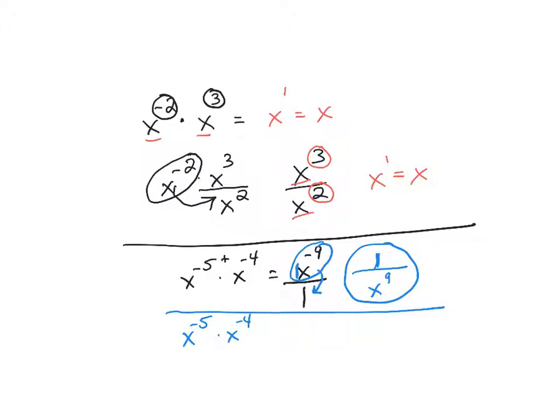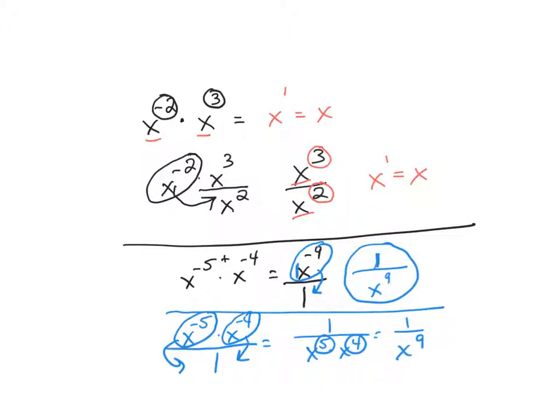The other thing that I could have done is right away I could have changed both of those and put both of them back down to the bottom. So I could have moved x to the negative 5th down to the bottom and made it x to the positive 5th, moved my x to the negative 4th down to the bottom, and made it a positive 4. Remembering that there's a 1 on the top, I would have x to the 5th times x to the 4th on the bottom, and then I would use the rules that we talked about in the last section, add together the 5 plus the 4, and I still get 1 over x to the 9th.